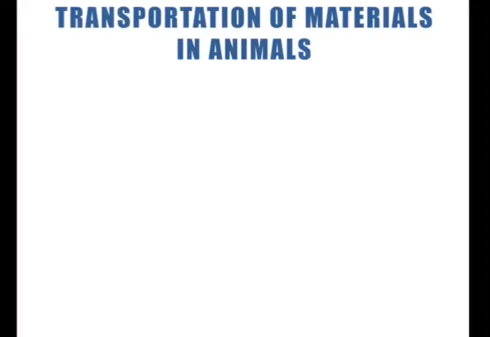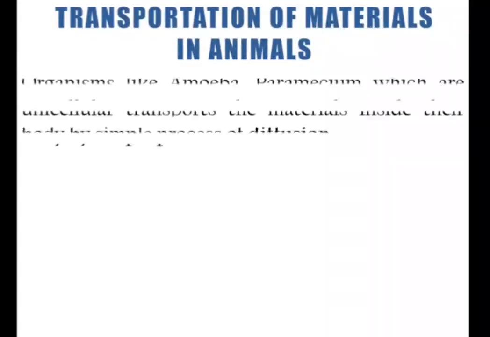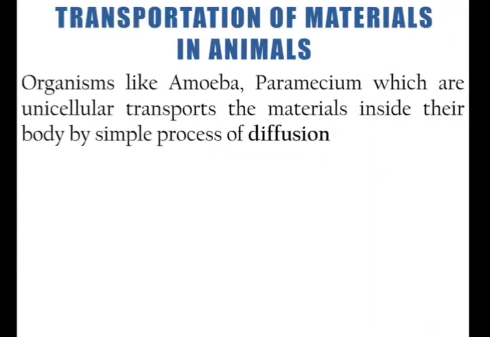Students, in this video we are going to understand the transportation of materials in animals. Remember, there are some organisms which are unicellular, like amoeba and paramecium, and normally they do not require any specific transportation system because they can simply move substances in or out with the help of a process known as diffusion.